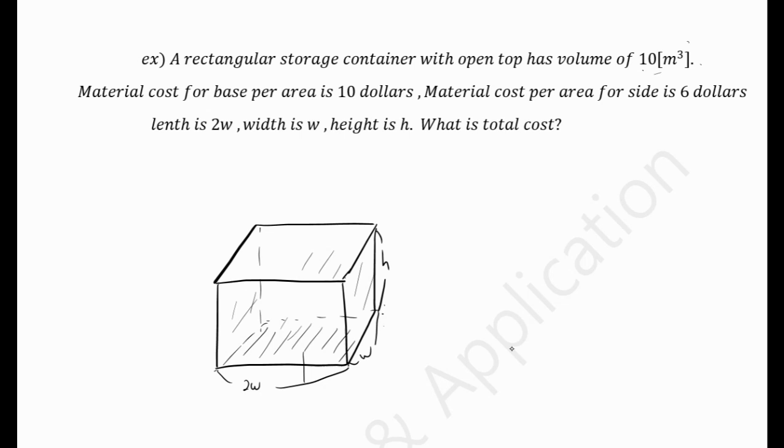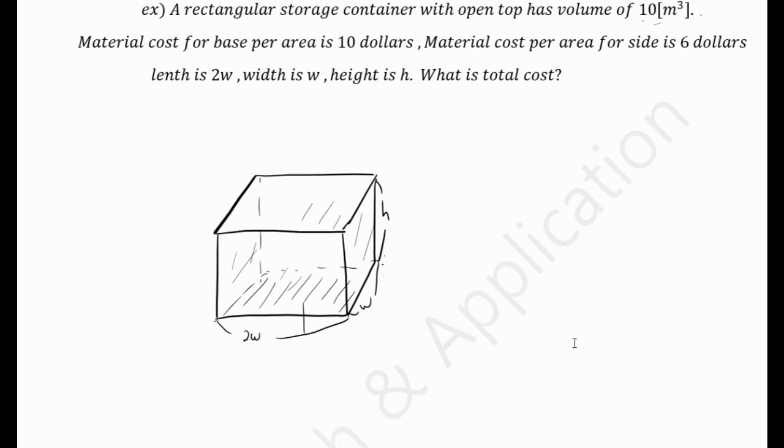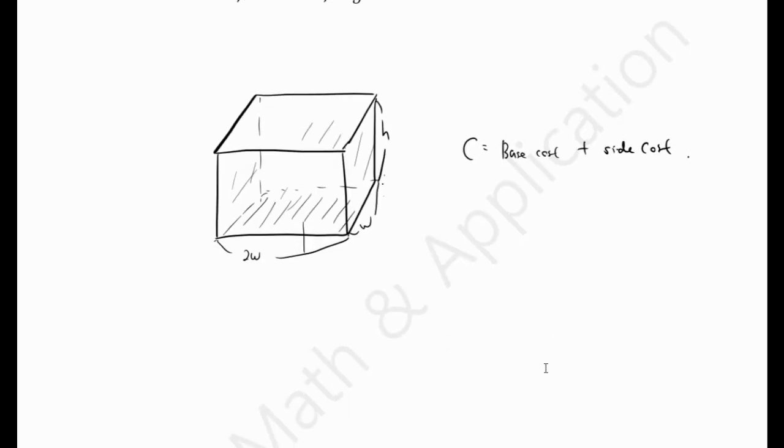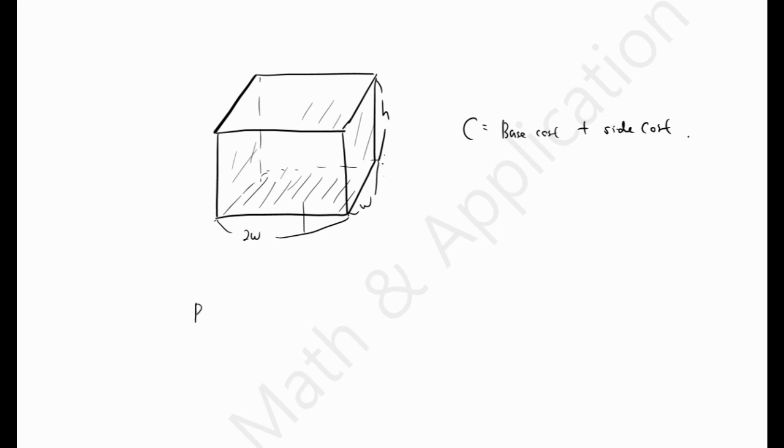This is the function of total cost. Total cost is base cost plus side cost. We can find the base cost. The area of the base is 2w multiplied by w, and the cost per area is $10. So this is 20w squared.